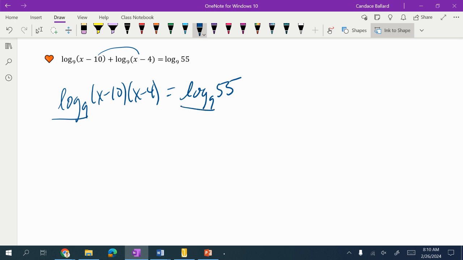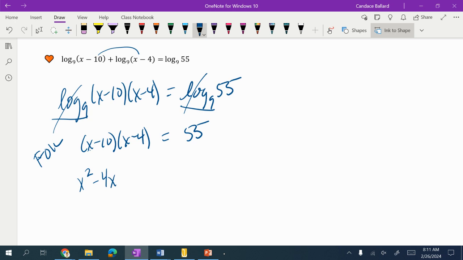Because there's one log on each side, we know that their insides are equal, which we effectively say we cancel those. So I have (x minus 10) times (x minus 4) equals 55. Now, my instincts for algebra tell me I need to FOIL this. So x times x is x squared. x times negative 4 is negative 4x. Negative 10 times x is negative 10x. Negative 10 times negative 4 is positive 40, equals 55.